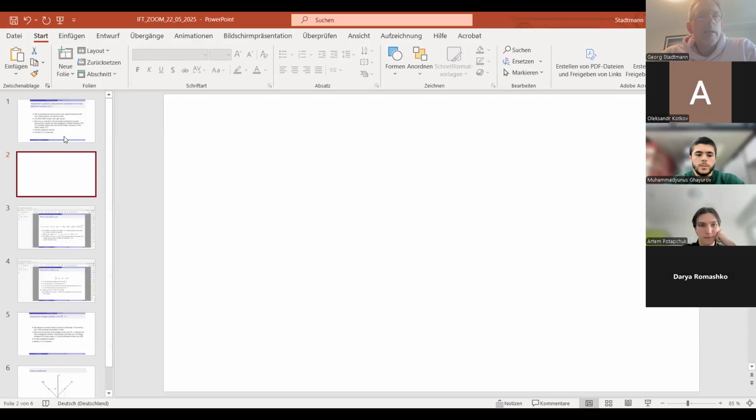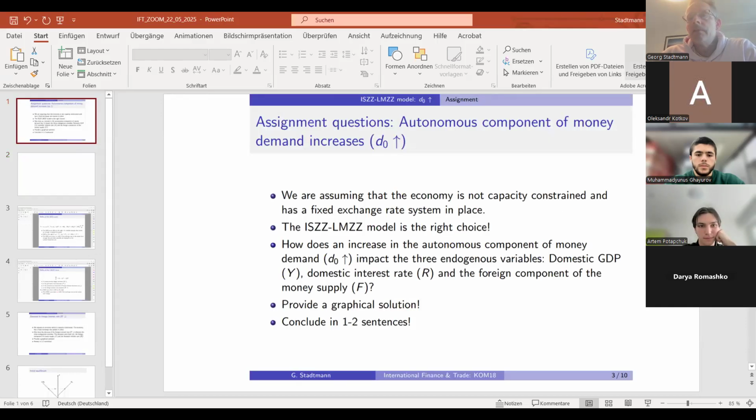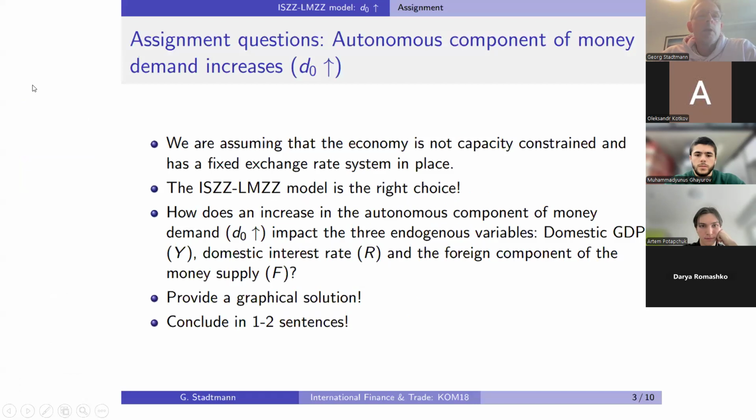Today I would like to talk about chapter 18 once more. You have received some questions related to Chapter 18. We are looking at one economy which has a fixed exchange rate system in place, so the exchange rates are fixed. And the assignment question is, what happens if the autonomous component of money demand increases?